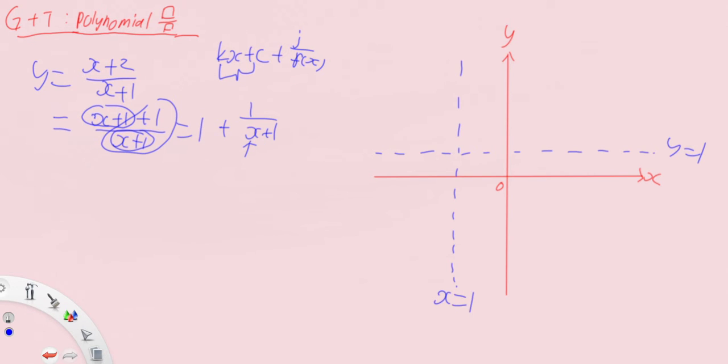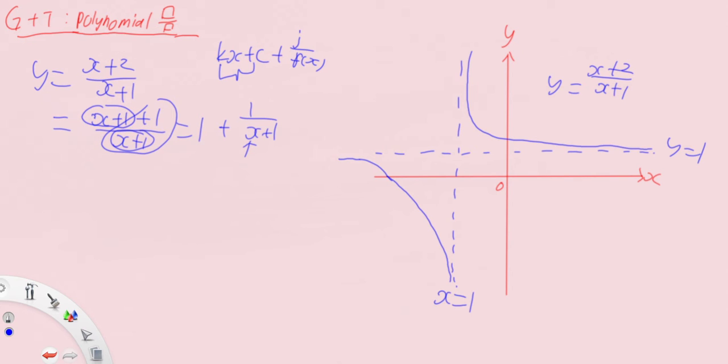Alright, so the graph will look something like this. Of course you can use a GC, but I'm not going to. Okay, so this will be the graph of x plus 2 over x plus 1. You can either put it as x plus 2 over x plus 1, or you can convert it to 1 plus 1 over x plus 1, but I'm just going to use the original one because it's slightly easier.